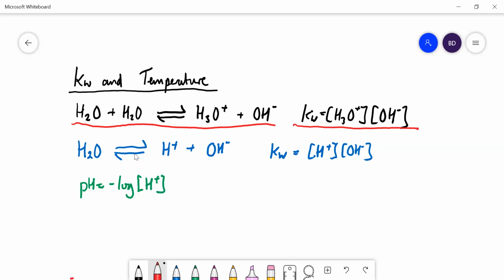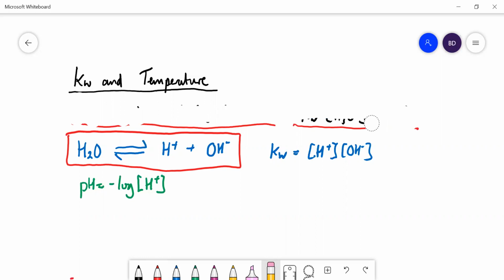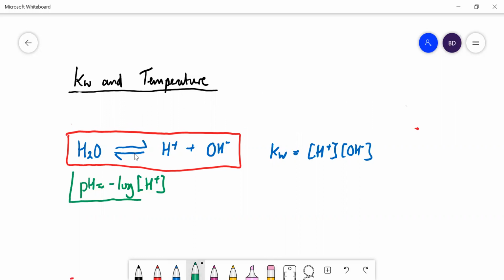It's usually simplified down into this. We usually think about it like that, don't we? So I'll rub that out. And remember that there's no such thing as H+, it's really H3O+. This next equation is going to be very important as well. This is the equation for pH: minus log of the hydrogen ion concentration.